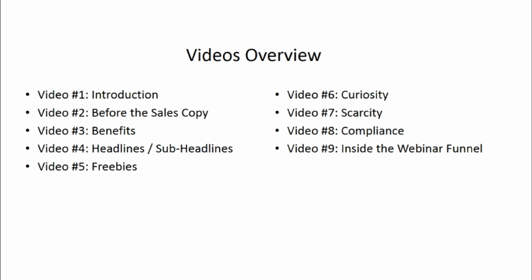Video number 5, we'll talk about freebies, giving away lead generation, lead magnets, or freebies. Video number 6, we're going to talk about curiosity, how you can build curiosity to get somebody to actually fill in their name and email address and sign up for the webinar. And video number 7, we're going to talk about scarcity, how you can use scarcity to get people to sign up quickly. Video number 8, we're going to talk about compliance, such as legal pages. And video number 9, we're going to talk about inside the webinar funnel itself.